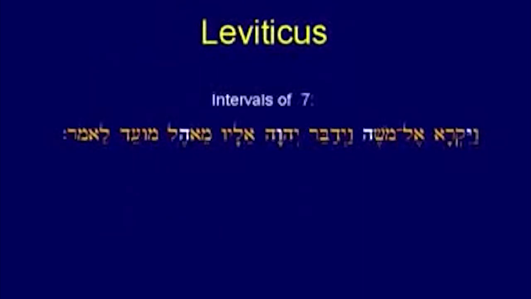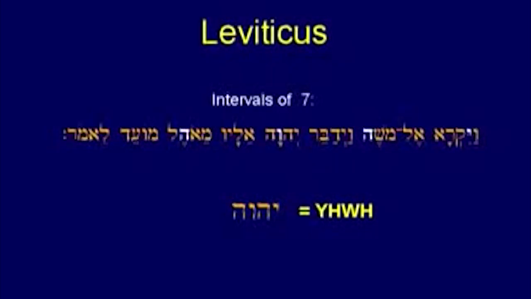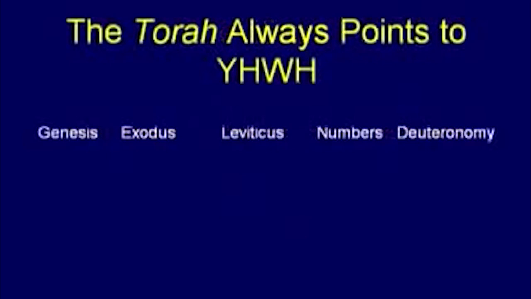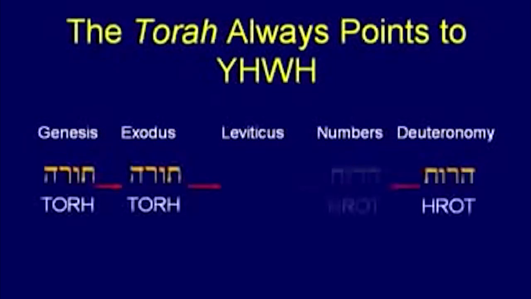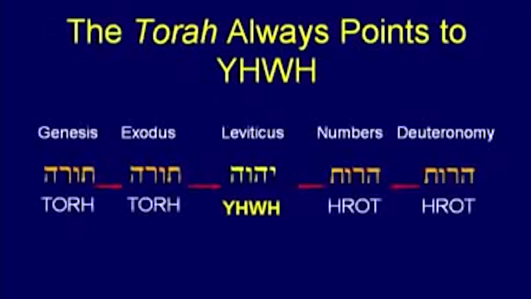Well, if you look at Leviticus, you discover that every 7th letter spells the unpronounceable name of God, often rendered Jehovah or Yahweh, expressed as Adonai among the Hebrews. They won't pronounce that name. They'll use Lord, the word Lord, instead. Well, now we stand back from all of this. We have the name of God, and we suddenly realize that the Torah always points to the name of Jehovah.